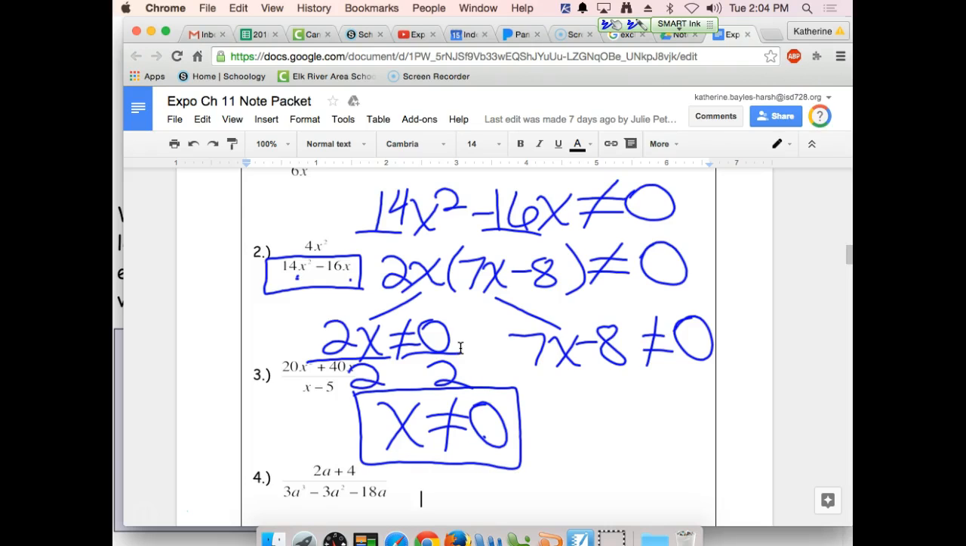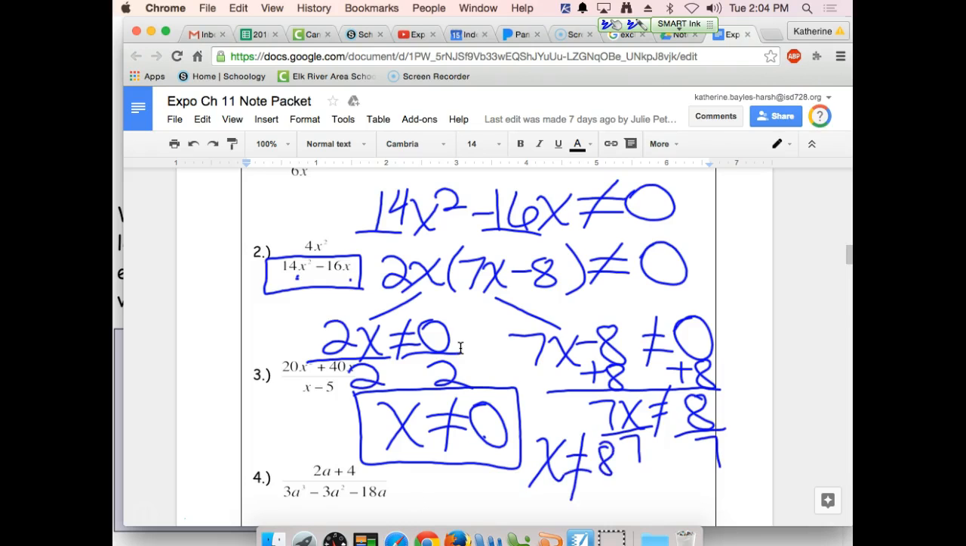This one, a little bit more steps. I'm going to add 8, add 8. This should look really familiar to what we did in our last chapter. I now have 7x does not equal 8, and then I will divide by 7, divide by 7. And again, guys, I'm okay if you leave it as fractions. And so this is my other excluded value. So if you plugged in either of these, it would cause the bottom to equal 0, which is what we do not want to have.